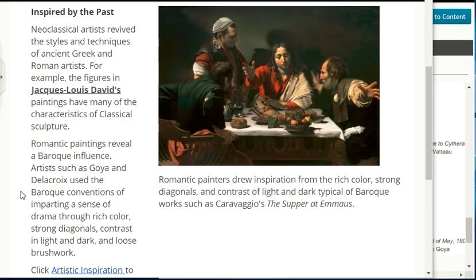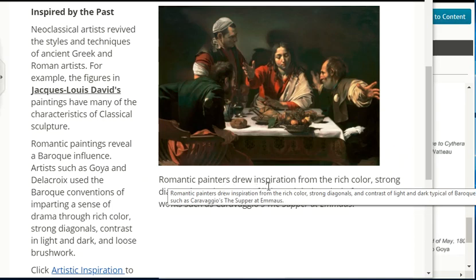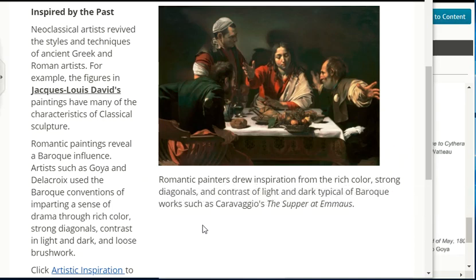Artists such as Goya and Delacroix use the Baroque conventions of imparting a sense of drama through rich color, strong diagonals, contrast in light and dark, and loose brushstroke. Romantic painters drew inspiration from the rich color, strong diagonals, and contrast of light and dark typical of Baroque works such as Caravaggio's The Supper at Emmaus.